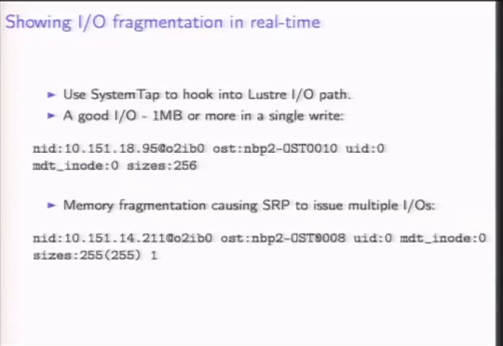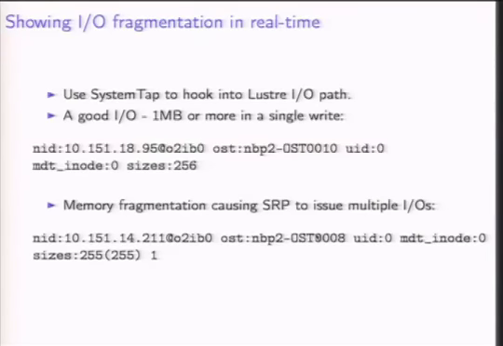And so this tool is not as refined as Big Object is. It's just raw output from SystemTap. But what you get is the node that's performing the I/O, the OST. I'll explain why UID and MDT inode are 0 in a moment, and the size of the I/O. So the first one's going to be a 1 megabyte or larger I/O. There's 256 entries in that, or 256 pages in the I/O.